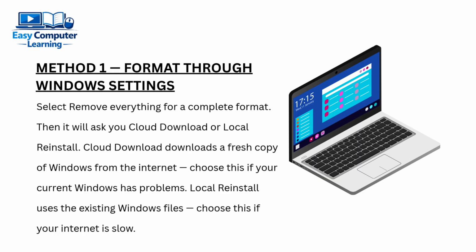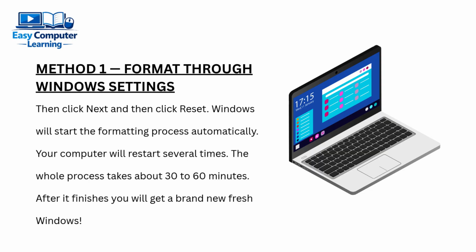Then it will ask you Cloud Download or Local Reinstall. Cloud Download downloads a fresh copy of Windows from the internet. Choose this if your current Windows has problems. Local Reinstall uses the existing Windows files. Choose this if your internet is slow. Then click Next and then click Reset.